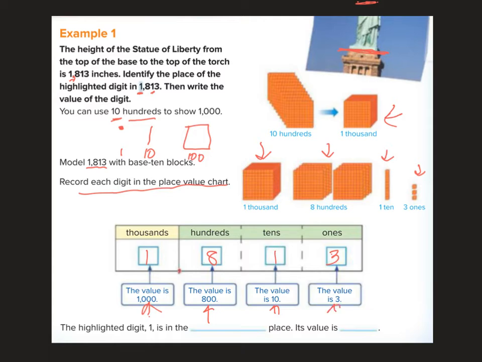So the highlighted digit 1 is in the thousands place. Let's write that in our blank. It's in the thousands place. And its value is 1,000. That's what it's worth.